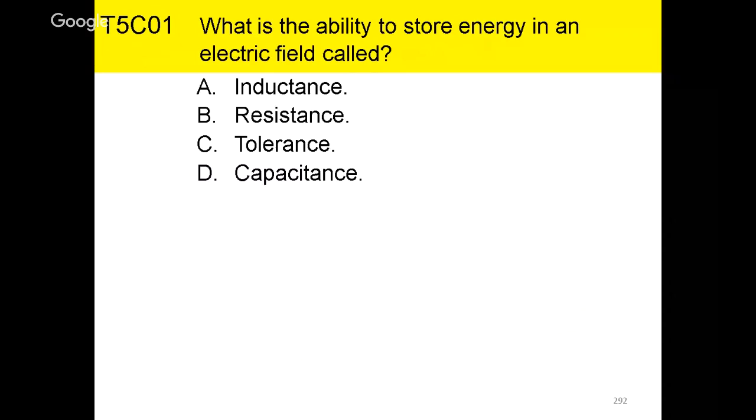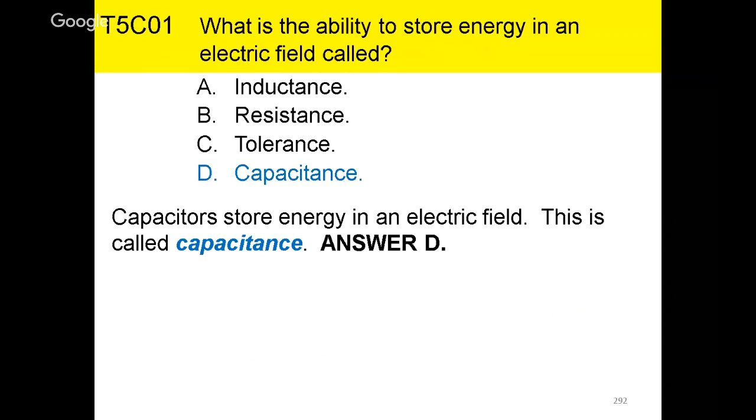The ability to store energy in an electric field is called... Okay. Now, we're talking about something different here. We're storing energy in an electric field, and it's called capacitance. Capacitors store energy in an electric field. This is called capacitance.